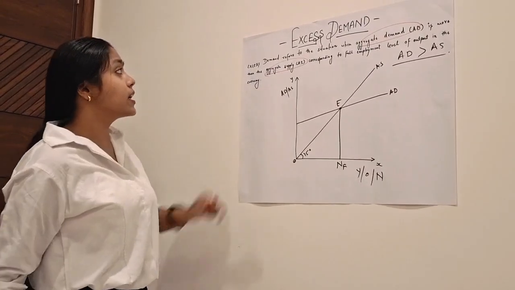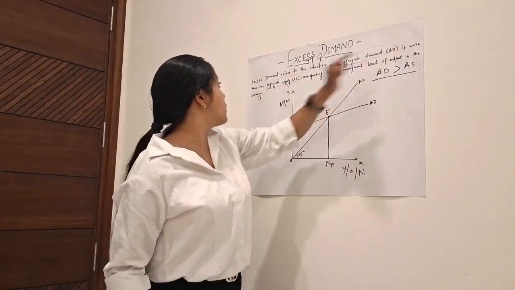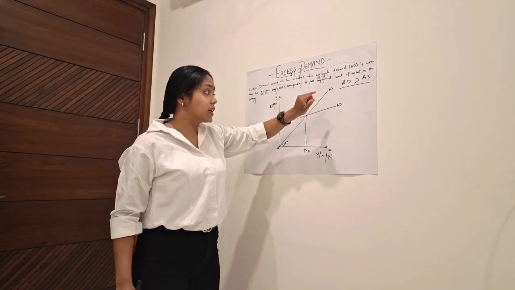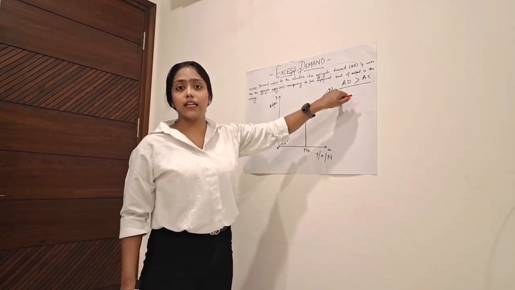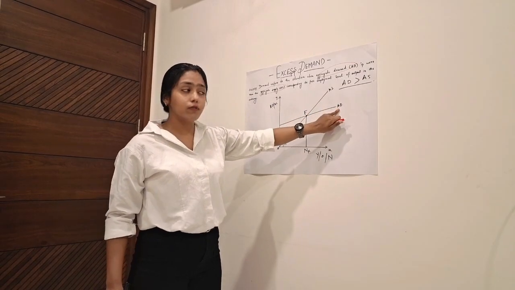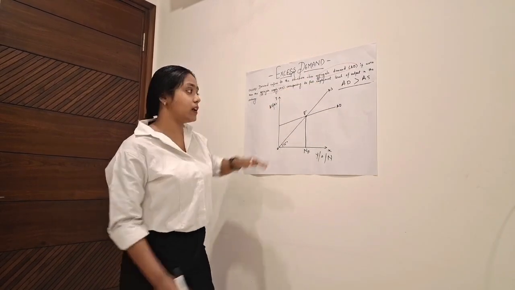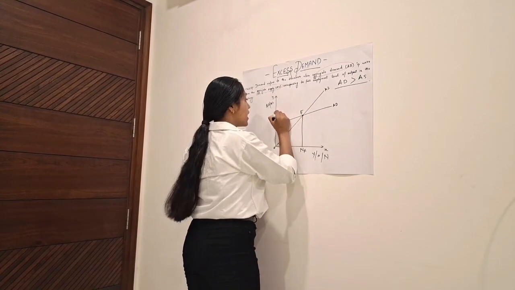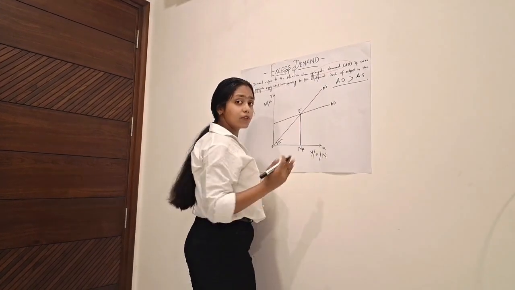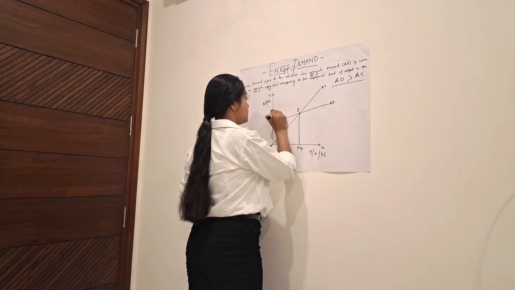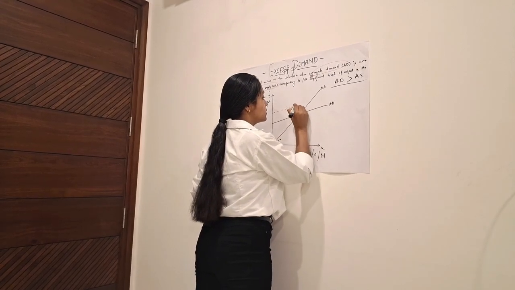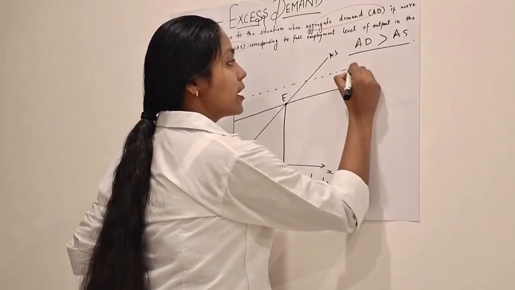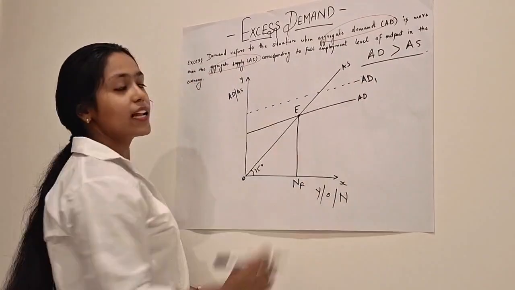Now what we are saying is, it is a situation where aggregate demand is more than aggregate supply. It is a point where both are equal. But now aggregate demand is more than aggregate supply. So when demand is more, we will shift the curve upward, है ना? When demand is more, we will shift the curve upward, making a new curve for the shift in aggregate demand. So this is our new AD, that is AD1. This is the increase in aggregate demand.